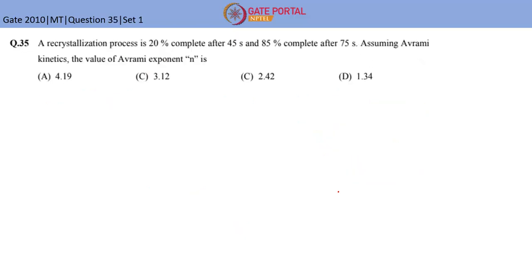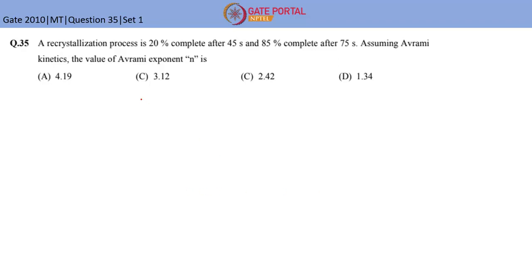This is question number 35, GATE Metallurgical Engineering 2010 question paper. A recrystallization process is 20% complete after 45 seconds and 85% complete after 75 seconds. Assuming Avrami kinetics, the value of Avrami exponent n is: options are A 4.19, option B 3.12, option C 2.42 and option D 1.34.